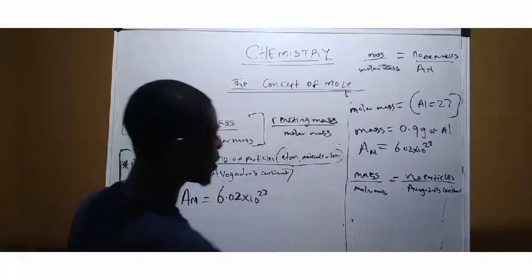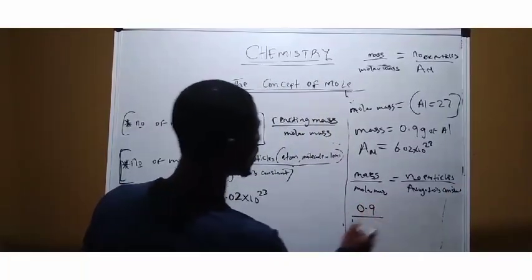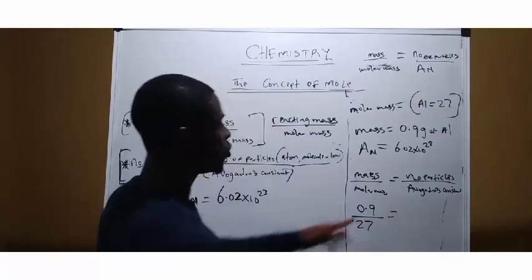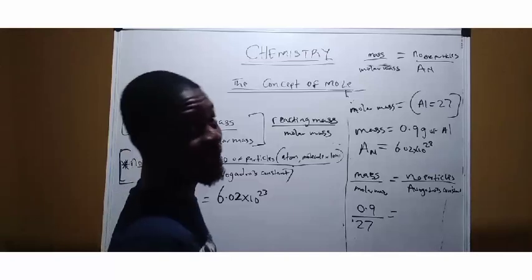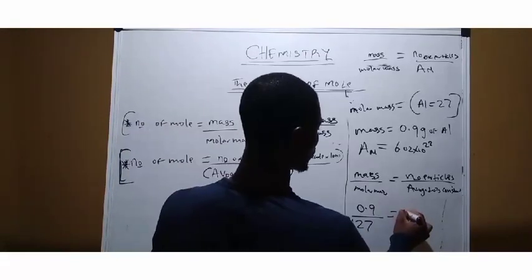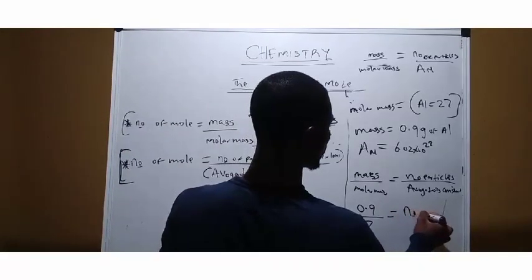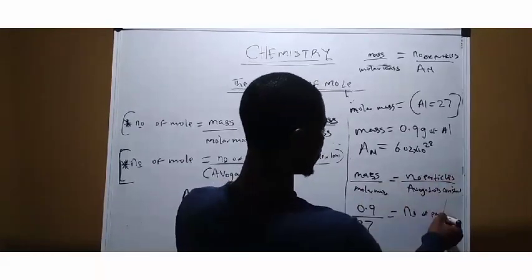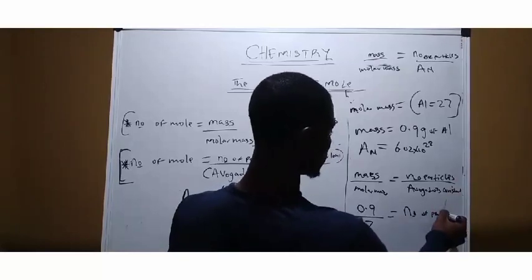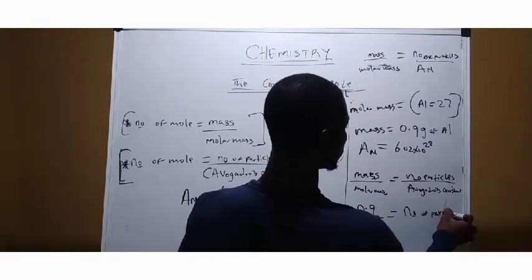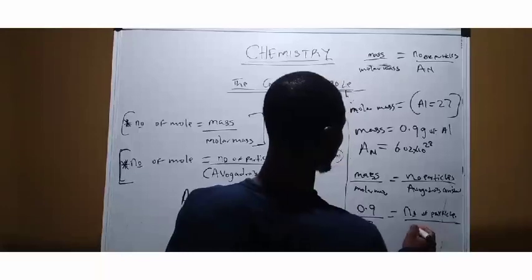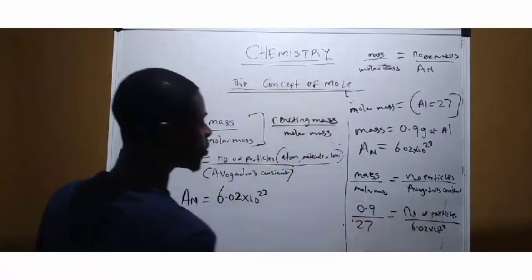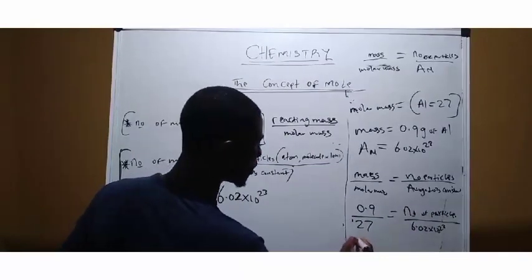Now from the question we have the mass to be 0.9, that's sure. Then the molar mass of the aluminum is 27, equals number of particles, because we have to find how many atoms are in the question. So we are looking for number of particles. Mind you, I'm writing very quickly, bear with me as well. For particles, we have Avogadro's constant, 6.02 times 10 to the 23rd.